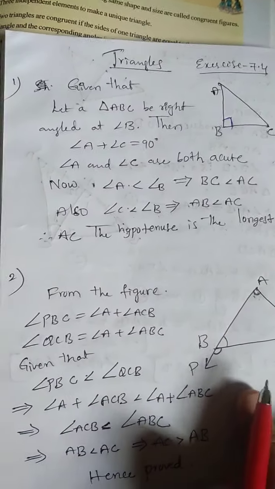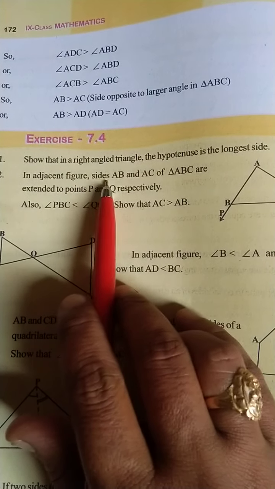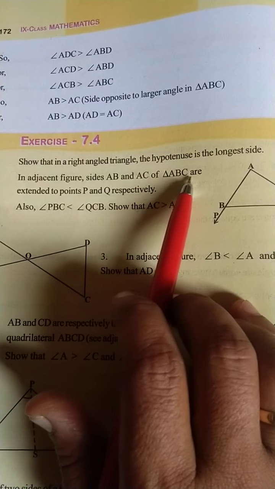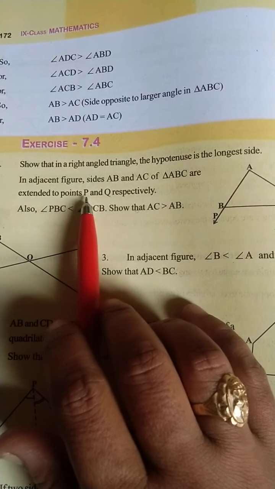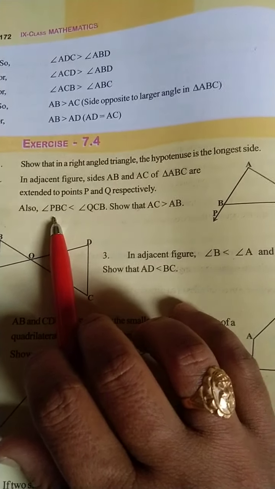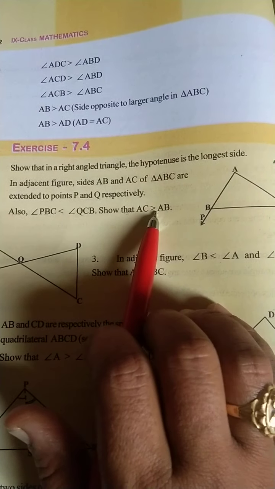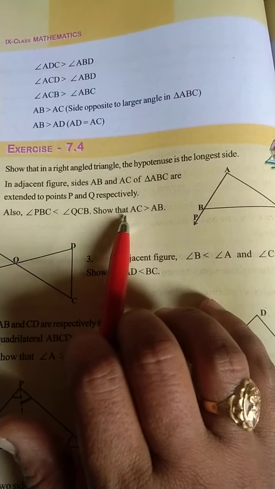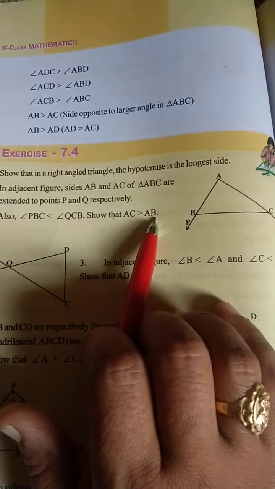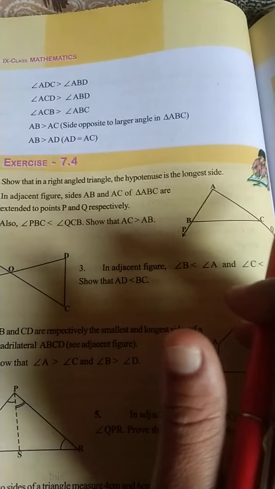Very simple. Okay, next, second question. What is given? Have a look here. Second question: in the adjacent figure, sides AB and AC of triangle ABC are extended to points P and Q respectively. Also, angle PBC is less than angle QCB. Show that AC is greater than AB. We need to show side AC is greater than AB.